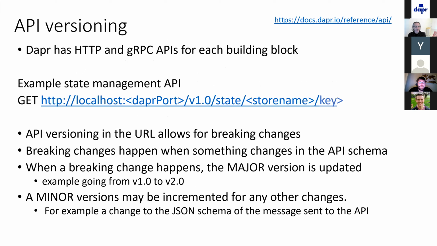Onto API versioning. So Dapr has a set of APIs. If you go to the API reference here in the top left-hand corner, you'll see the API reference for each one of the building blocks. Here's an example of one, the state API. It has an API version inside it, and the API versioning follows a versioning scheme of major, minor. So it'll go 1.0, 1.1, 1.2. And typically, we don't expect this to happen very much, but when breaking changes occur, you'll see the version number go from version 1 to version 2 to version 3, the major version.